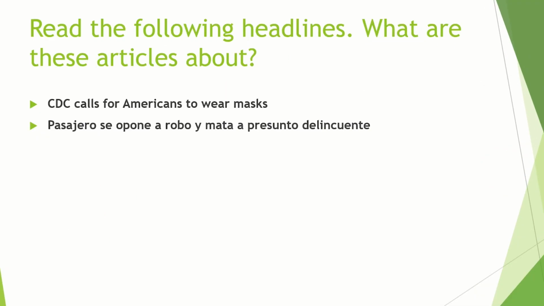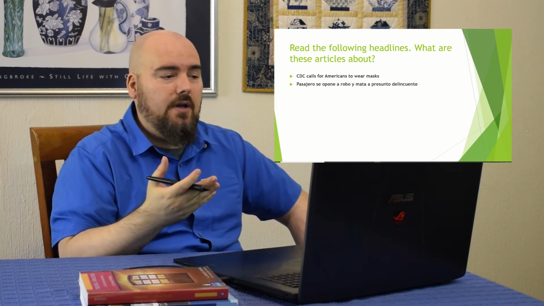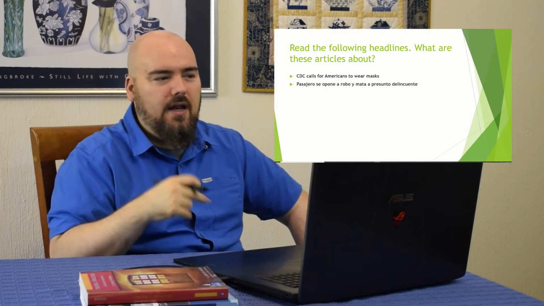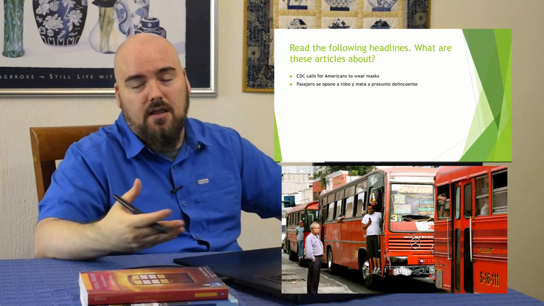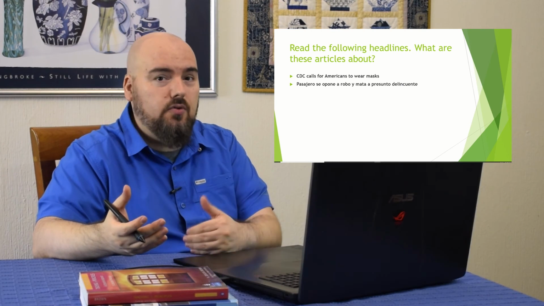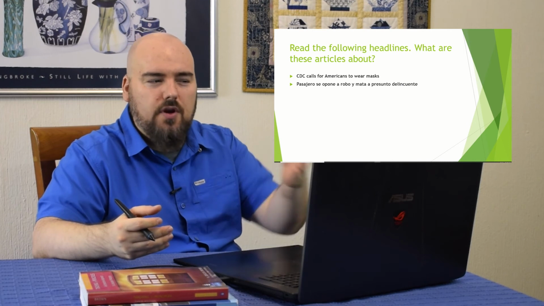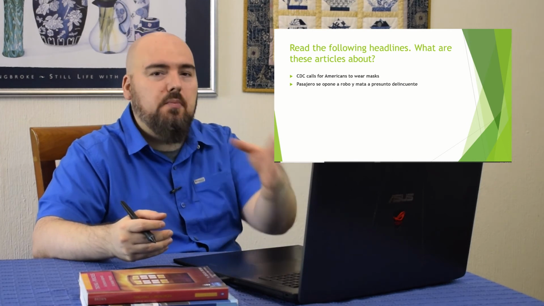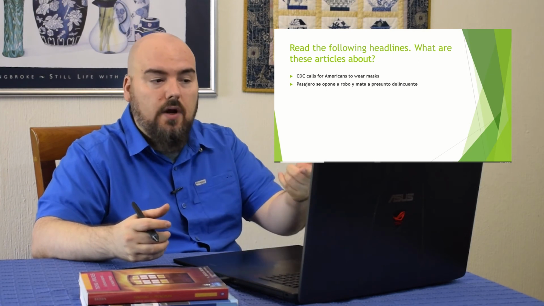This one's in Spanish. Pasajero se opone a robo y mata a presunto delincuente. Well, obviously this happened in a Spanish-speaking country because the title is in Spanish, right? And where did it happen? You're probably going to say Guatemala, right? And it's pasajero, what do I mean? Oh, yes, it was definitely in the bus, right? Do you remember that story? I don't know if you remember that story. It didn't happen too long ago. And it's sort of like a natural occurrence. And I'm sure that when you read that, the first thing you thought was crime on a bus, right? And why did you think about that? Because you're applying your schema to what it says there.